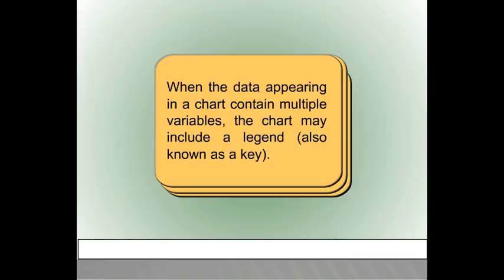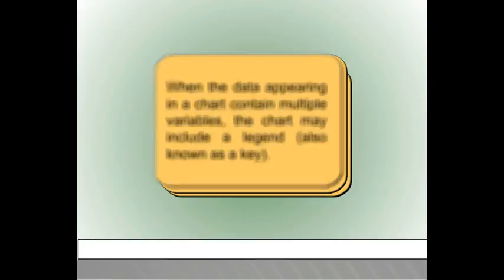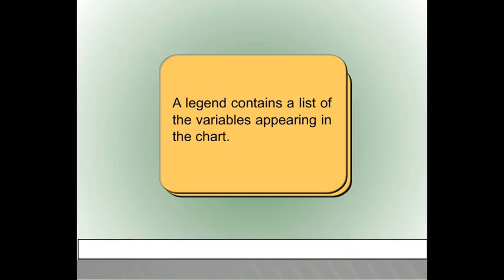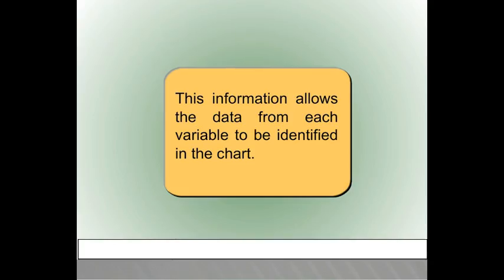When the data appearing in a chart contain multiple variables, the chart may include a legend, also known as a key. A legend contains a list of variables appearing in the chart. This information allows the data from each variable to be identified in the chart.